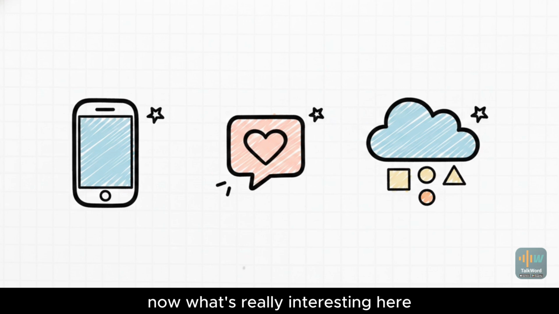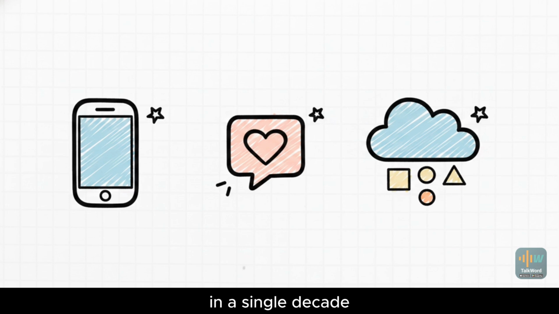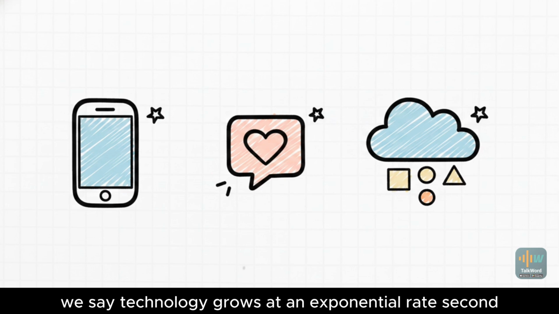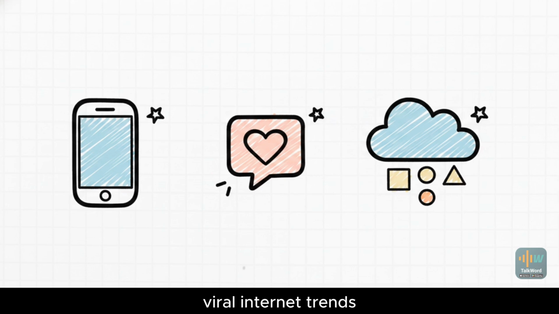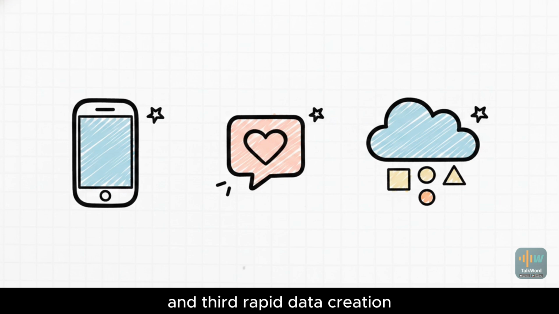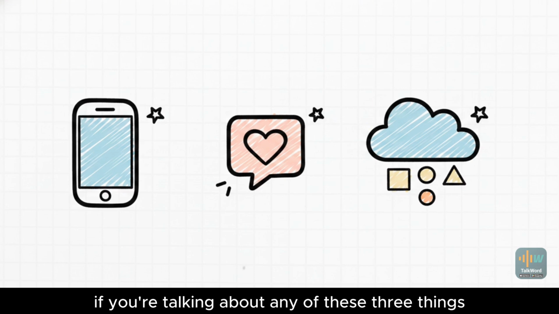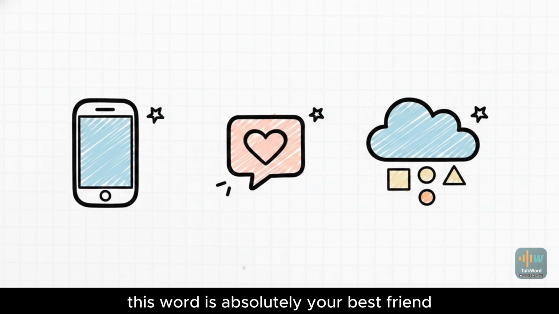Now, what's really interesting here is how these 3 everyday contexts perfectly capture our modern world. First up, technology advancements. Just think about how fast smartphones have improved in a single decade. We say technology grows at an exponential rate. Second, viral internet trends. A funny meme doesn't just get shared linearly, right? It goes viral. That is pure exponential growth. And third, rapid data creation. Every single time we click, watch, or post, we're generating data, and the sheer amount of information stored in the world is increasing exponentially. If you're talking about any of these 3 things, this word is absolutely your best friend.